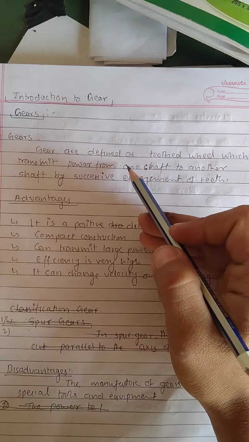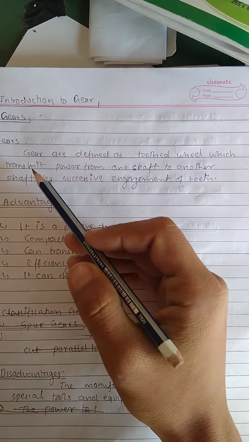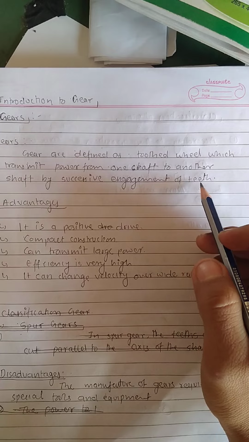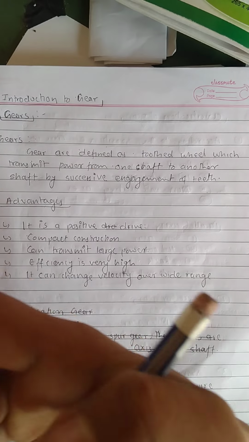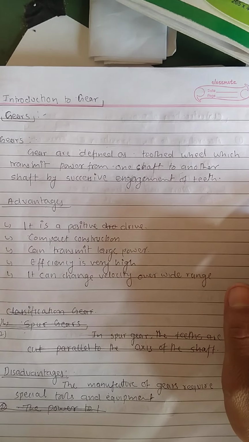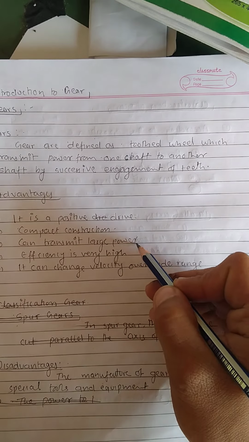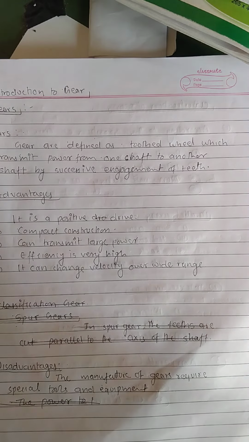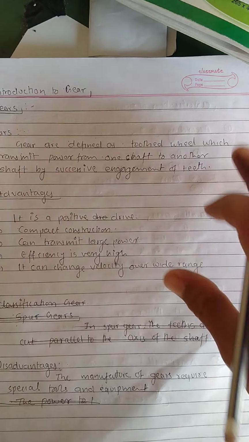A gear is defined as a toothed wheel which transmits power from one shaft to another shaft by successive engagement of teeth. By successive engagement, the gears which engage successively will transmit the power and motion. Advantages: it is a positive drive, compact construction, can transmit large power, efficiency is very high, and it can change velocity over a wide range. For example, the popular one is our motorcycle gearbox or vehicle gearbox.